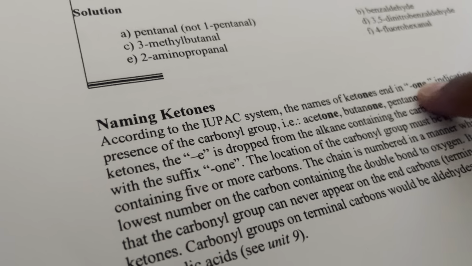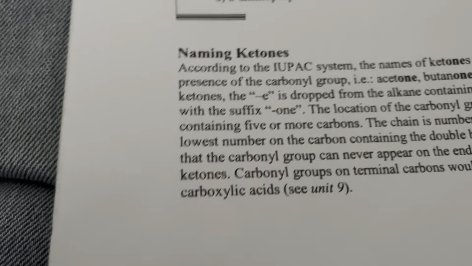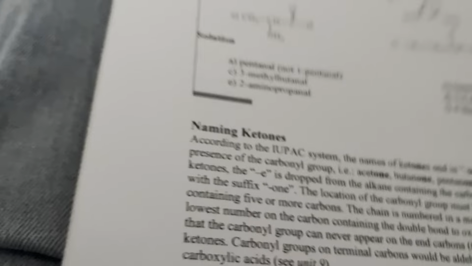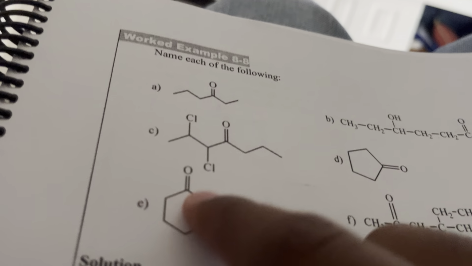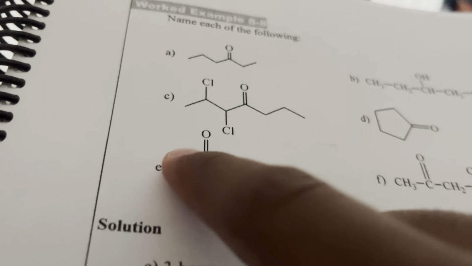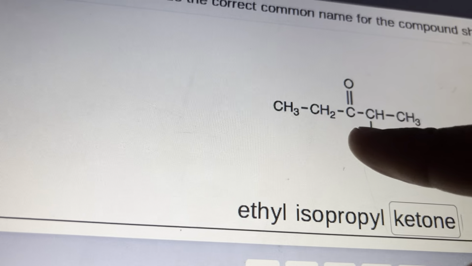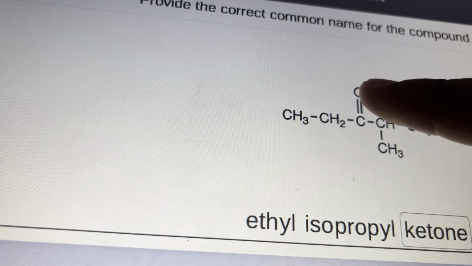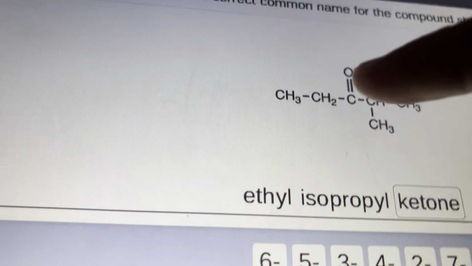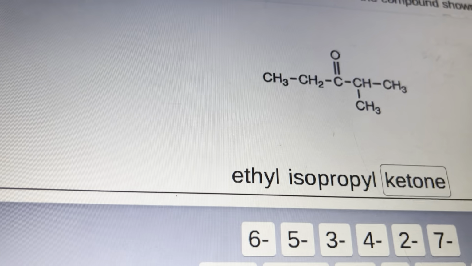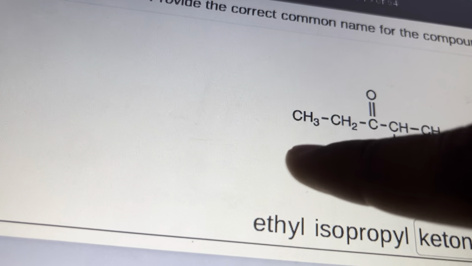Ketones always end in -one, and they look like a carbon that's doubly bonded to oxygen like this. So you see the carbon, doubly bonded oxygen, carbon, doubly bonded oxygen. That's what we're looking for with ketones. You see a carbon, doubly bonded oxygen, but no hydrogen. This tells us it's a ketone.